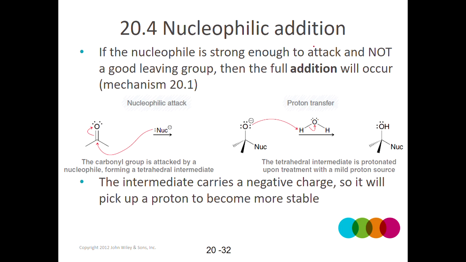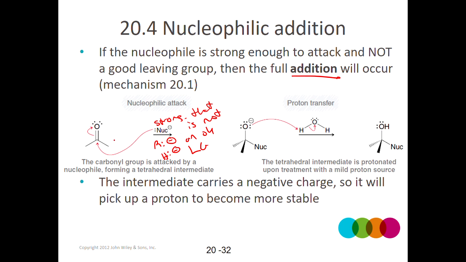So in order to do an addition across a carbonyl pi bond, like this, a ketone or an aldehyde, you have to have a strong nucleophile that is not an okay leaving group. It can't be pushed back out. And so that usually requires it to be an R group or a hydride. And we'll see a couple other examples as we move forward and look at more detail.